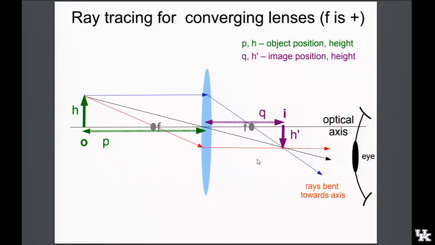The red ray is kind of the opposite. It heads in towards the lens through the focal point and strikes the lens. Now, it's going to be bent so that it is converged towards the optical axis. So it was heading away from the optical axis, and we're going to bend it more towards the optical axis. This ray is going to head out now parallel to the optical axis. So it was also converged. Both the red ray and the blue ray were converged as they passed through the converging lens.